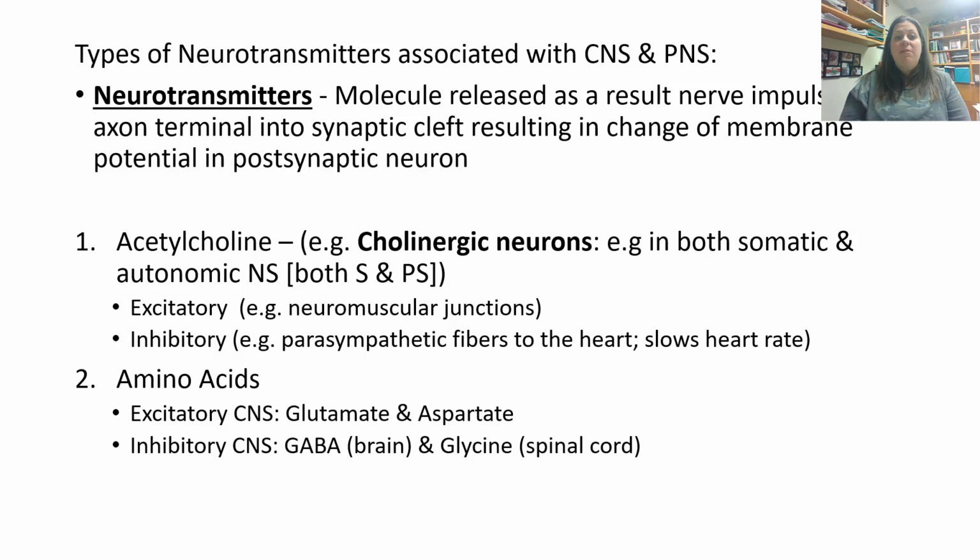Amino acids are another type of neurotransmitter. We have the excitatory in the central nervous system as glutamate and aspartate. In the central nervous system, some inhibitory amino acids are GABA, and this is found in the brain, and glycine, which is in the spinal cord.